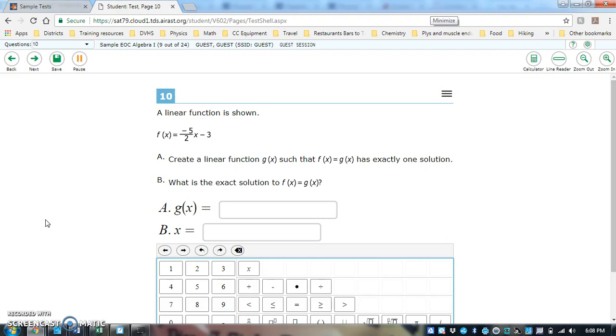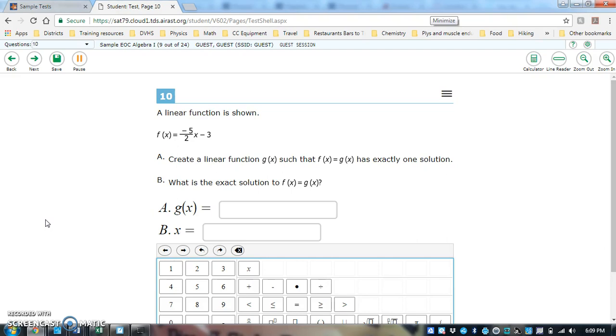In this equation, we're given a linear equation, and we're asked to write a linear function g of x such that f of x equals g of x has exactly one solution. What is the exact solution to f of x equals g of x? Well, if we create another linear function g of x, it's only going to cross f of x once.